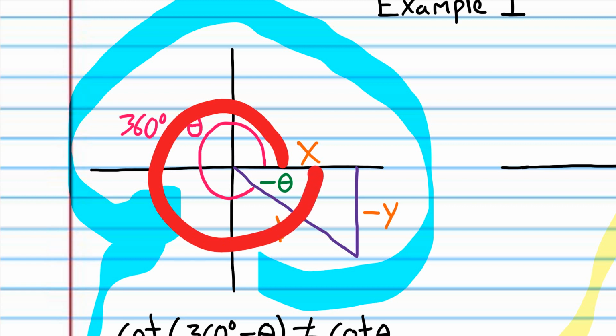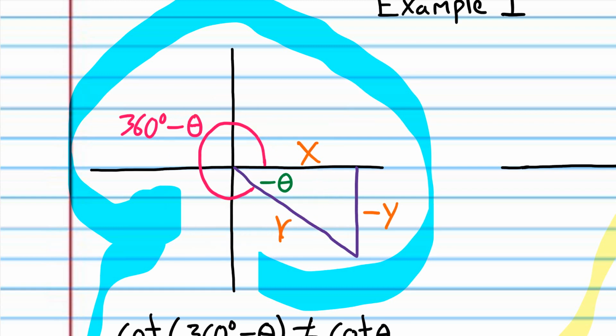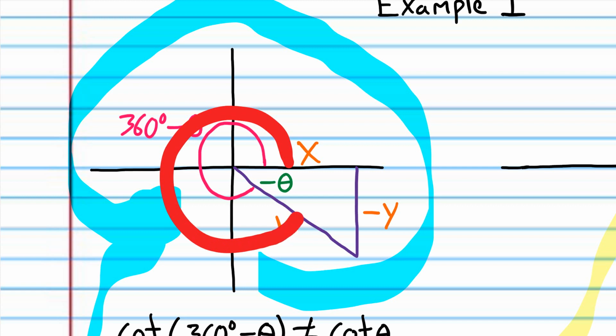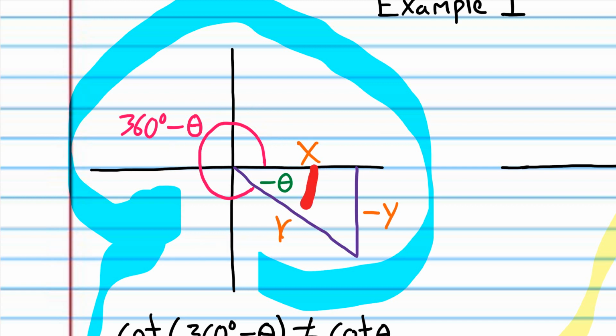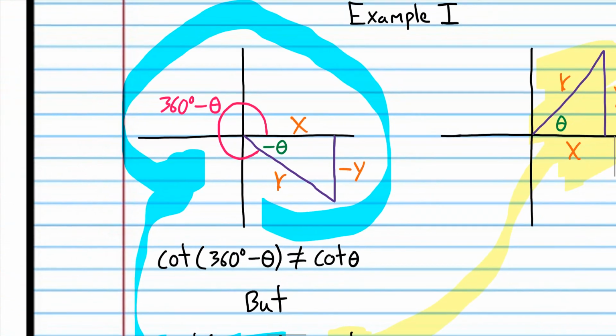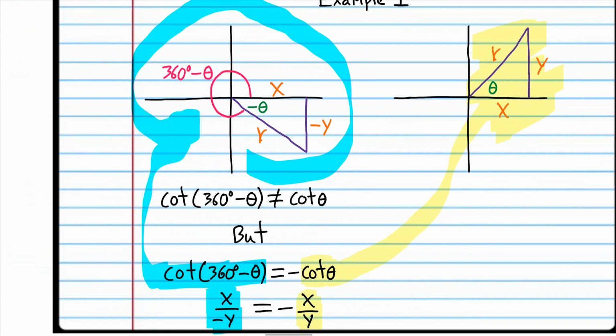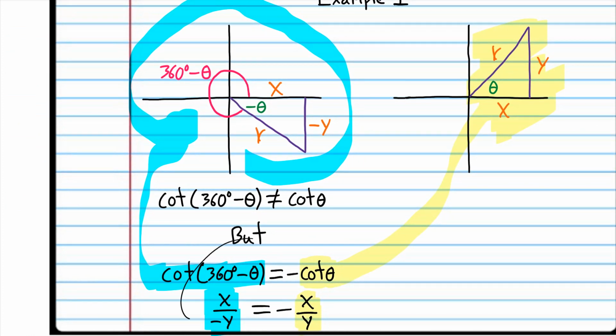Now if you subtract theta, you then have to go in the opposite direction to here. So again, we go all the way around 360, and then we go backwards to here, and that's how we get there. So the total pink angle is 360 minus theta. That's where we actually end up. So using cotangent as an example, cotangent of 360 minus theta is just this, we're going to use this reference angle, and it's x over negative y. So that's the blue down here.